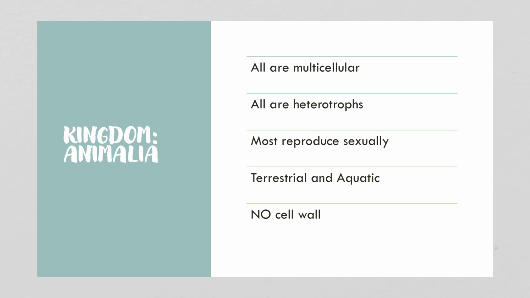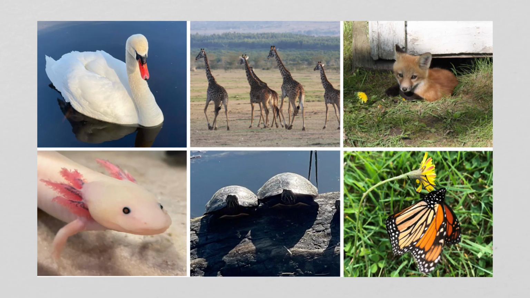And finally, the animal kingdom. All these organisms are multicellular. They're all heterotrophs. Most of them reproduce sexually. They can be terrestrial and aquatic, and they don't have a cell wall. And as you can see, there's a lot of variety. So insects, reptiles, axolotls, birds, mammals, all kinds of different things. Gastropods, so snails and slugs are animals, octopi, fish, and so on.